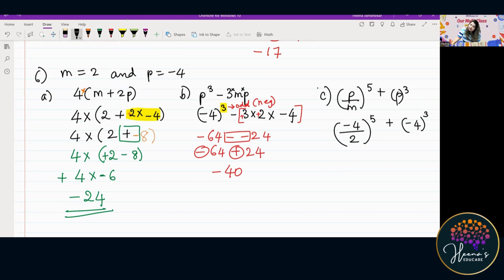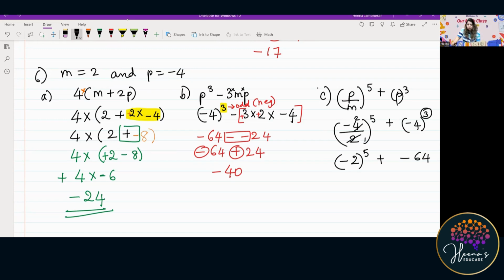Can I easily divide this first? Can I say 2 ones are, 2 twos are? Yes, I can. So I can say minus 2 raised to 5 plus, now minus 4 into minus 4 into minus 4. That gives you a minus 64, right? Odd number. So minus 64.